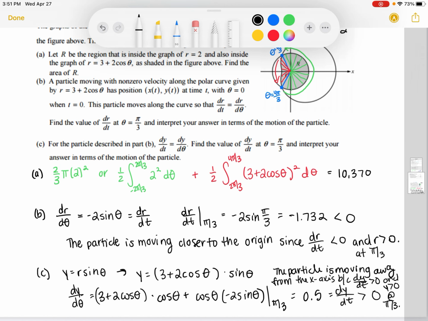So hopefully this gave you a better idea of how to deal with the area, and also just an example of an FRQ that uses all the polar coordinates with calculus. So let me know if you have any questions. Hopefully this helped.